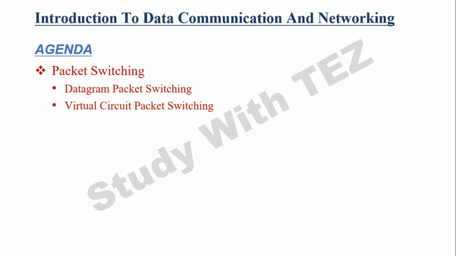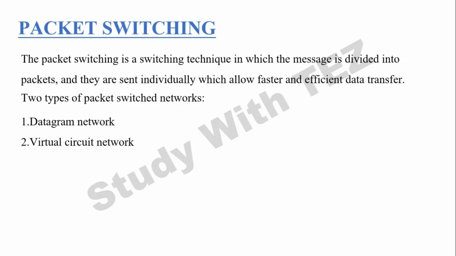Today we shall deal with packet switching. In packet switching, there are two types: datagram packet switching and virtual circuit packet switching. So, what is packet switching? Packet switching is a switching technique in which the message is divided into packets and they're sent individually so that the data will be transferred efficiently and in a much faster way. The two types of packet switch network are datagram network and virtual circuit network.